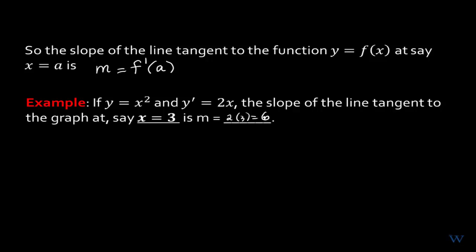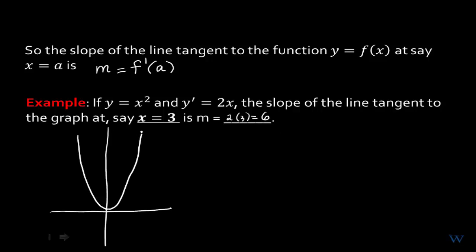Now, how does that look? Well, why don't we graph the function y equals x squared? Okay, we have x equal to 3, which means y is equal to 9. So there's the point, and here we see the blue line shows the line tangent to the curve at x equal to 3, and the slope of that blue line is equal to 6.